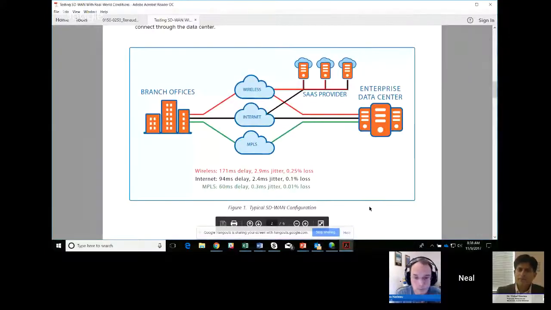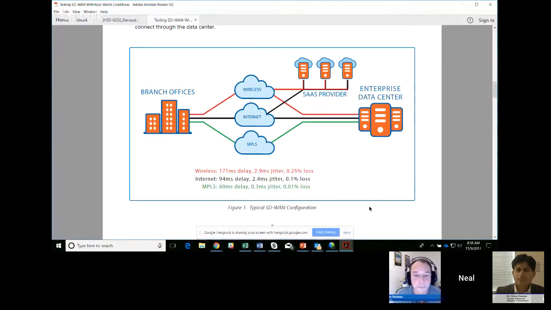Sure. Well, I just did a little screen share of a network diagram so we can talk about something specific. The typical scenario we're seeing is that you'd have a dedicated service like MPLS between the branch office and the main enterprise data center, and then a broadband link as backup, also giving you more bandwidth, and maybe even a third link like 4G cellular data or satellite for redundancy. So this is the kind of scenario that we see.